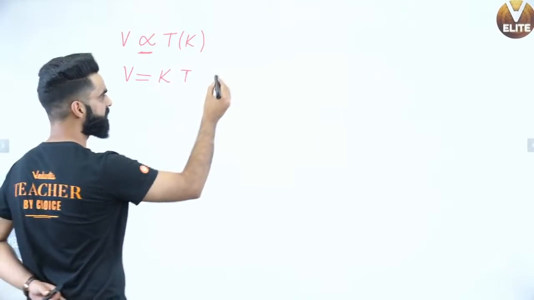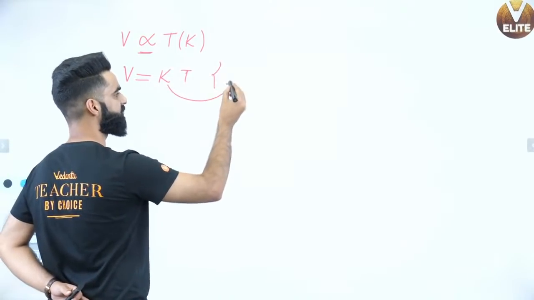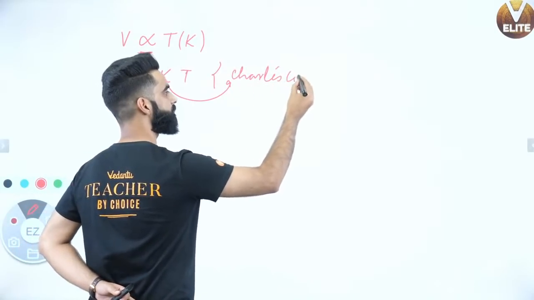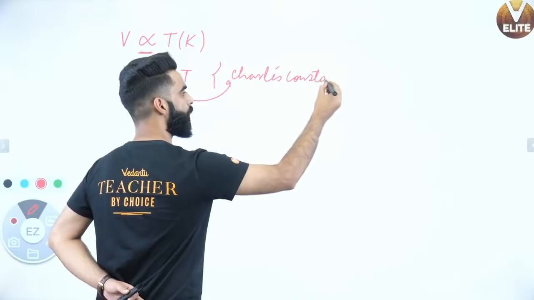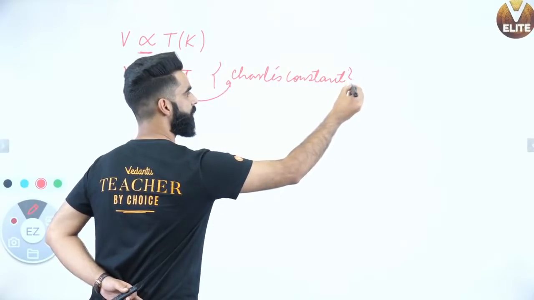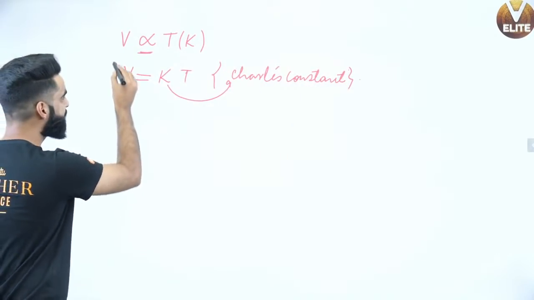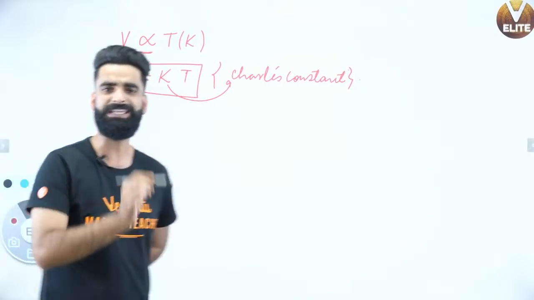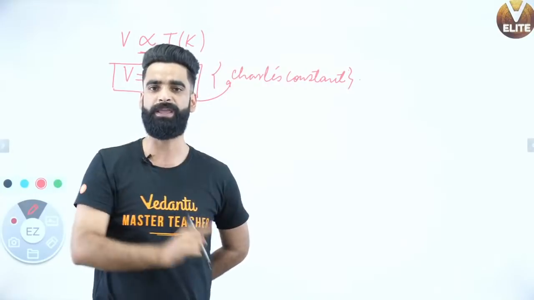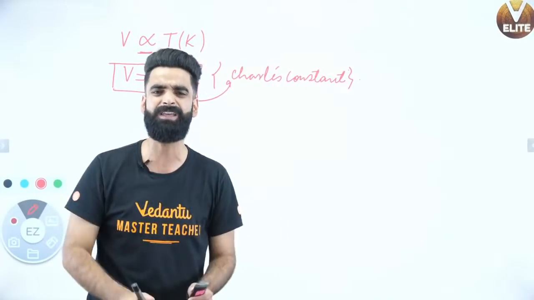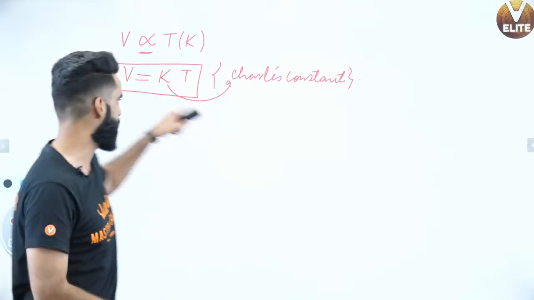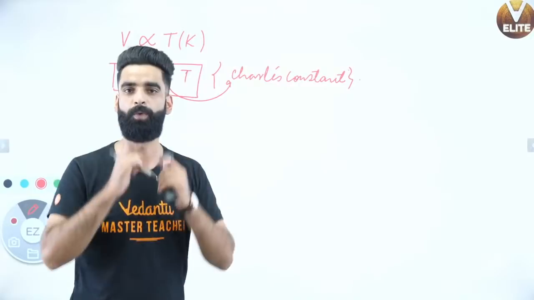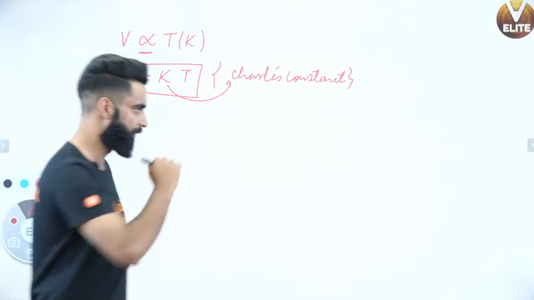This K over here is what we call the Charles constant. V is equal to KT. This is going to be our basic equation for the Charles law. And remember one thing, whenever I need to plot any curve related to Charles law, I will always use this basic equation of the Charles law. Okay, number one.